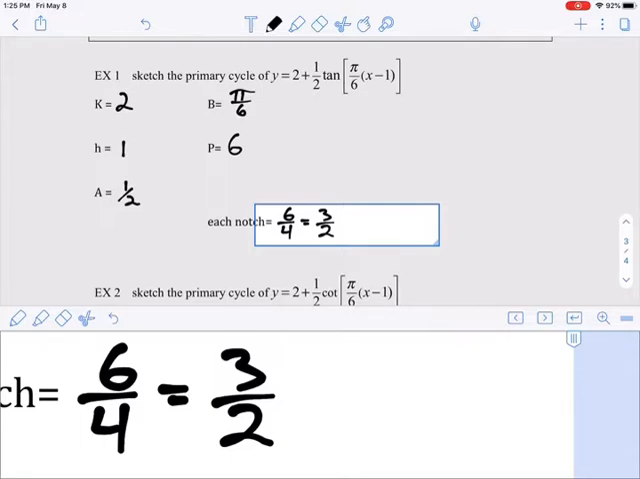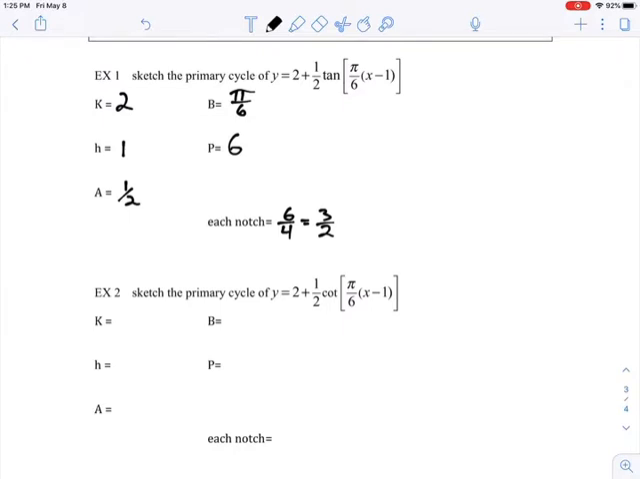Okay, so let's get to our graph here. Setting them up just the same. Boom. My K is at 2. My amplitude is 1/2, so I'm just going to bring this down right here. Okay. K equals 2. Dashed line through there.